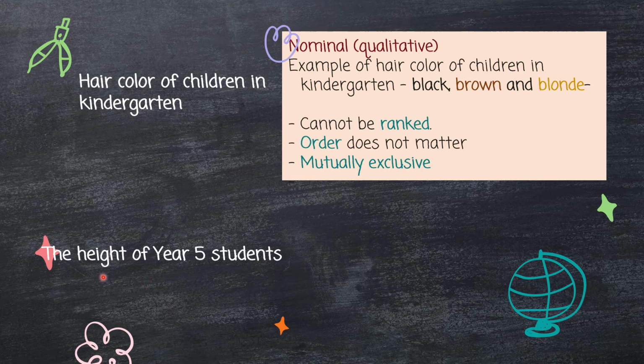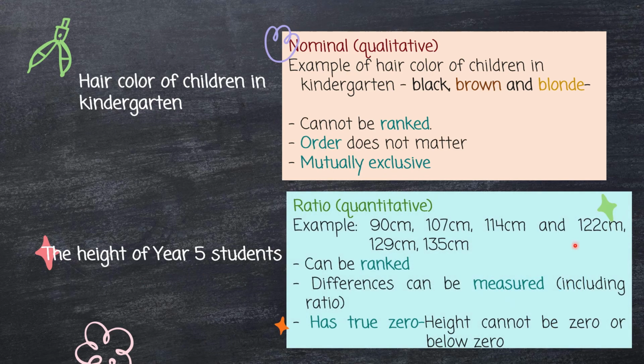Next variable is the height of year 5 students. So this one uses the ratio scale and it is quantitative. Examples of height of year 5 students are given as follows. So the variable can be ranked in ascending order, and the difference between the heights of the students can be measured, including ratio. And it has a true zero, which means height cannot be 0 or below 0.